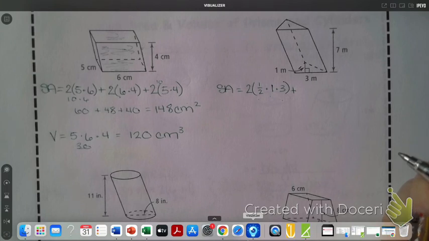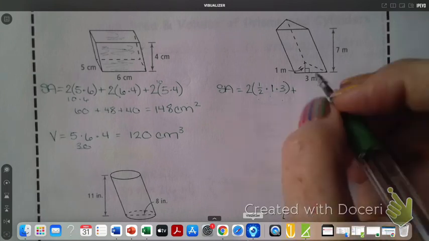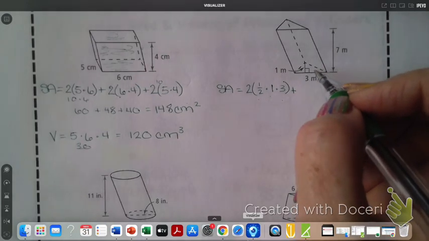7 times 3 going on the side. 7 times 3 is the front, right?